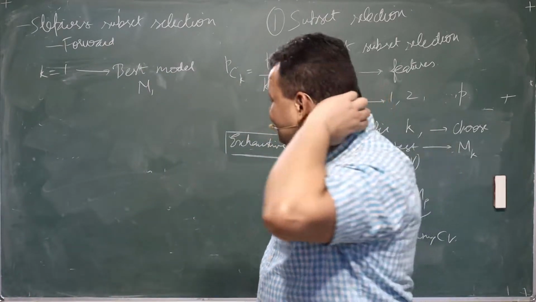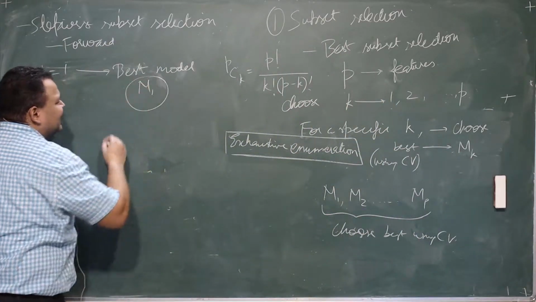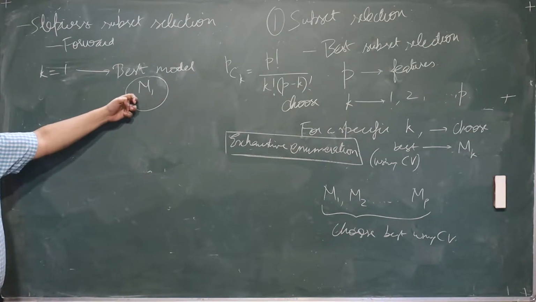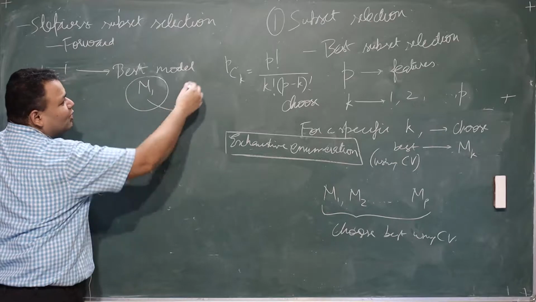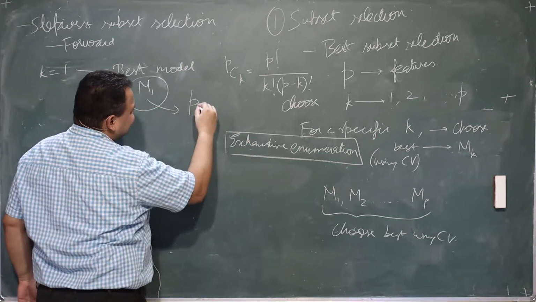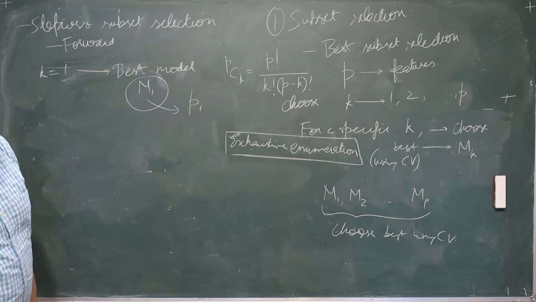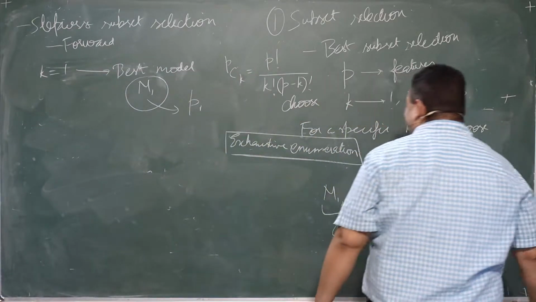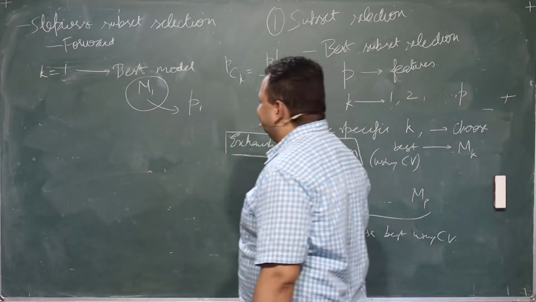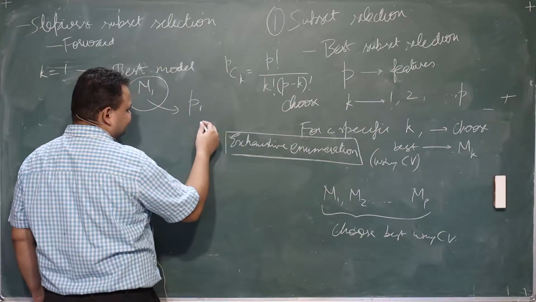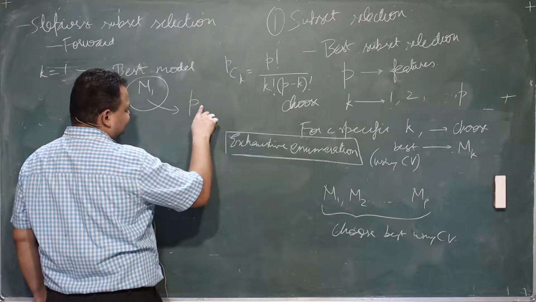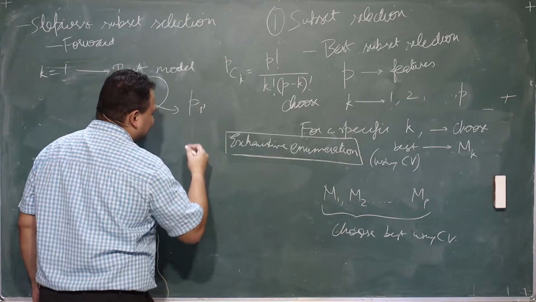Next we are going to do, choosing this as the starting point. Once the best model is chosen, we have already decided which of the predictors, let us call that predictor, what should we call it? P1 is not right because P1 could be something else. Okay, let me call that P1 prime.